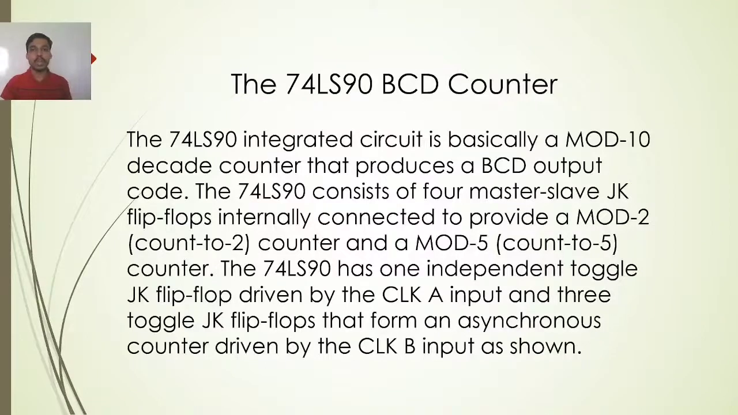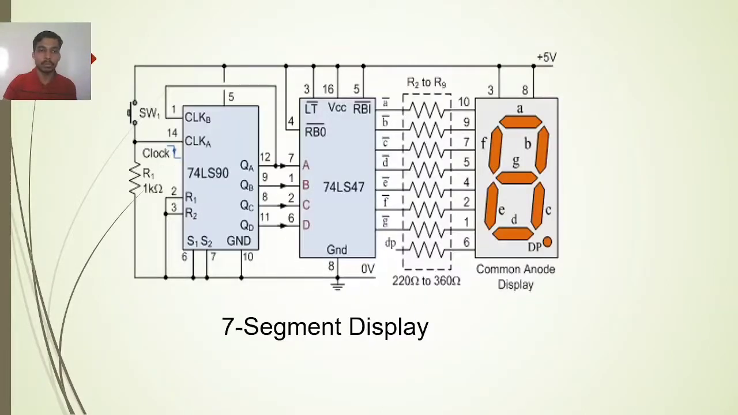We use the 7490 BCD counter. The 7490 integrated circuit is basically a mod 10 decade counter that produces a BCD output code. The 7490 consists of 4 master slave JK flip-flops internally connected to provide a mod 2 count-to-2 counter and a mod 5 count-to-5 counter. The 7490 has one independent toggle JK flip-flop driven by the clock A input and the 3 toggle JK flip-flops that form an asynchronous counter driven by the clock B input, as shown in the diagram.